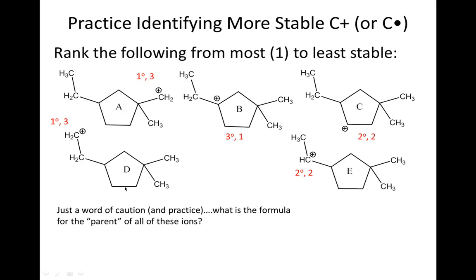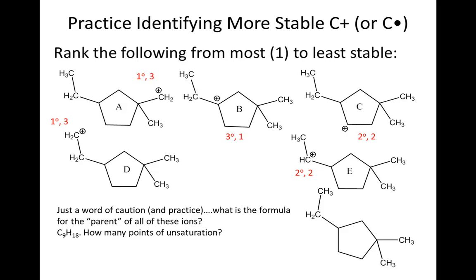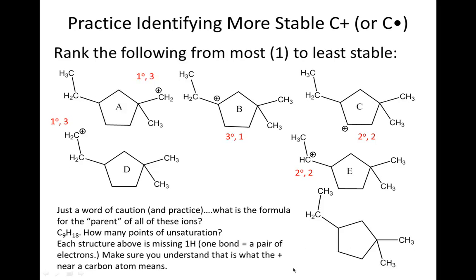You notice that all of these came from a single structure, and we've just moved the cation around. And here's the original structure. So we just practiced taking off a hydrogen and leaving behind a carbocation off of all those different places. How many points of unsaturation are in that molecule? Well, there's one ring, so that's 1 point of unsaturation.